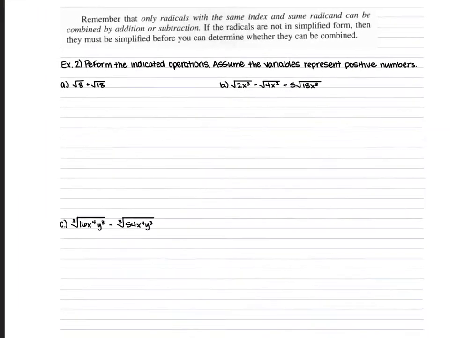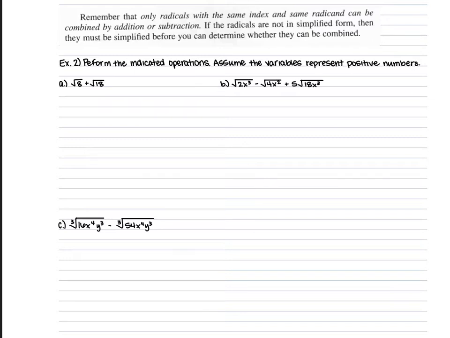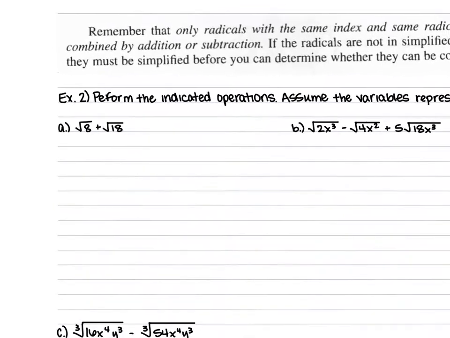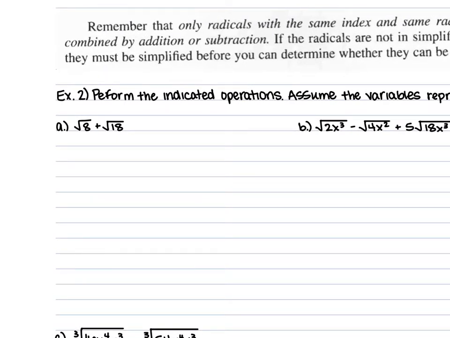For the next part of our lesson, we're doing the same exact thing, except now we have to simplify these radicals before we can combine them. If we look at example 2a, we have the square root of 8 plus the square root of 18.